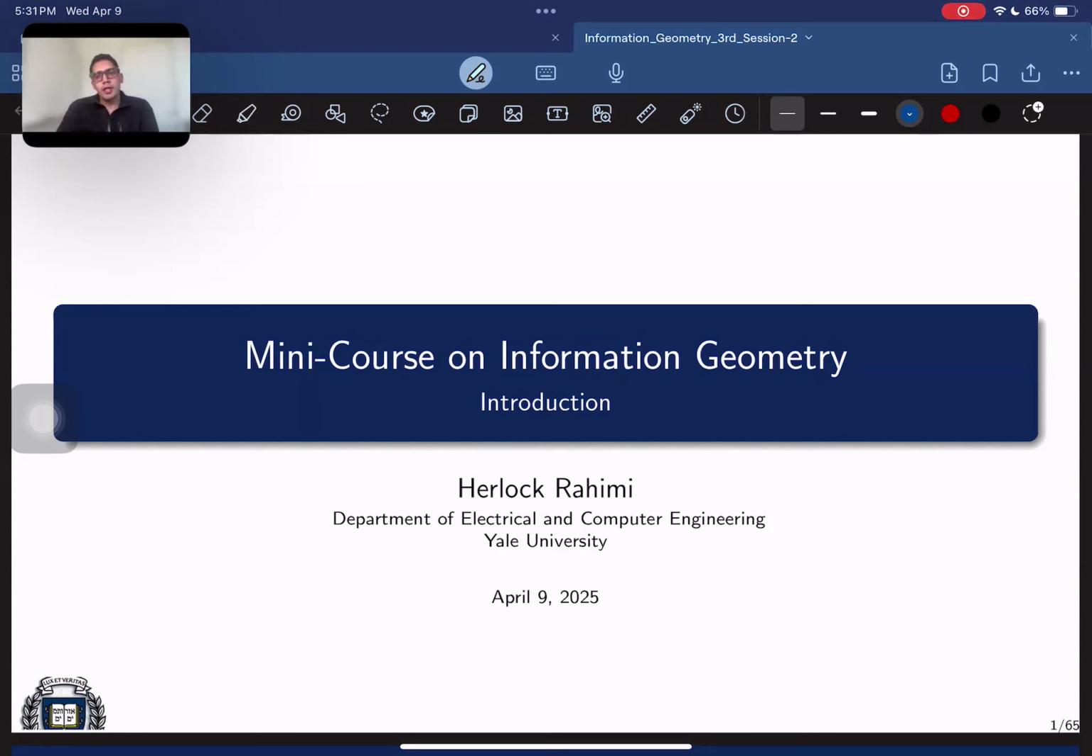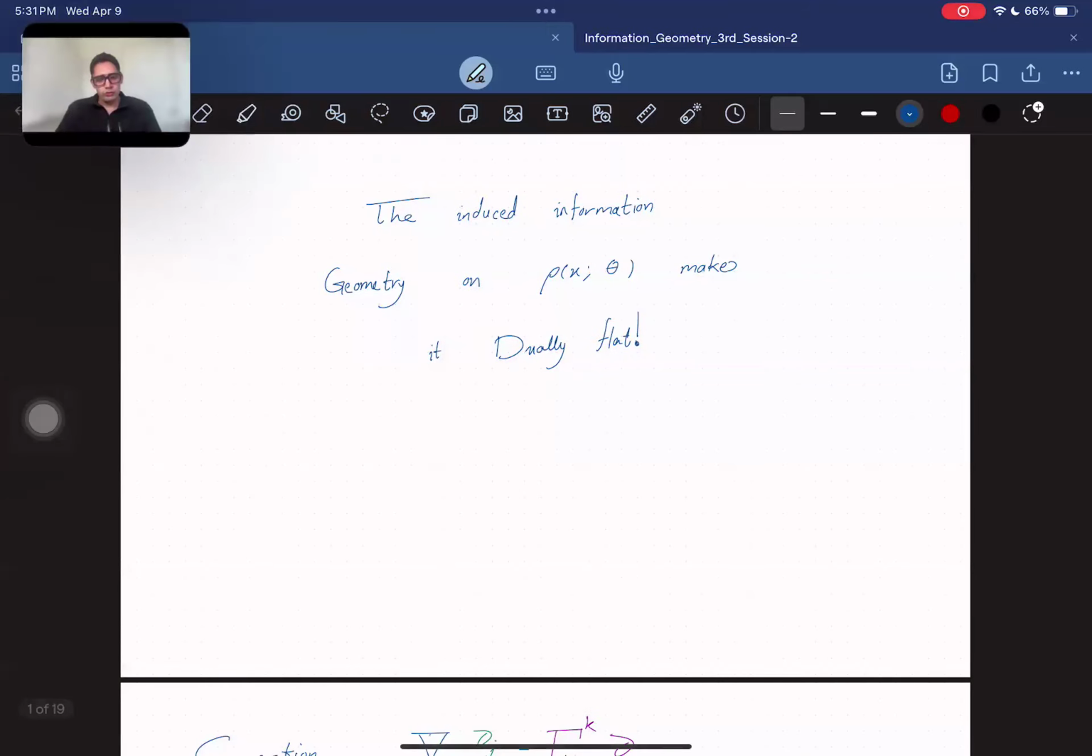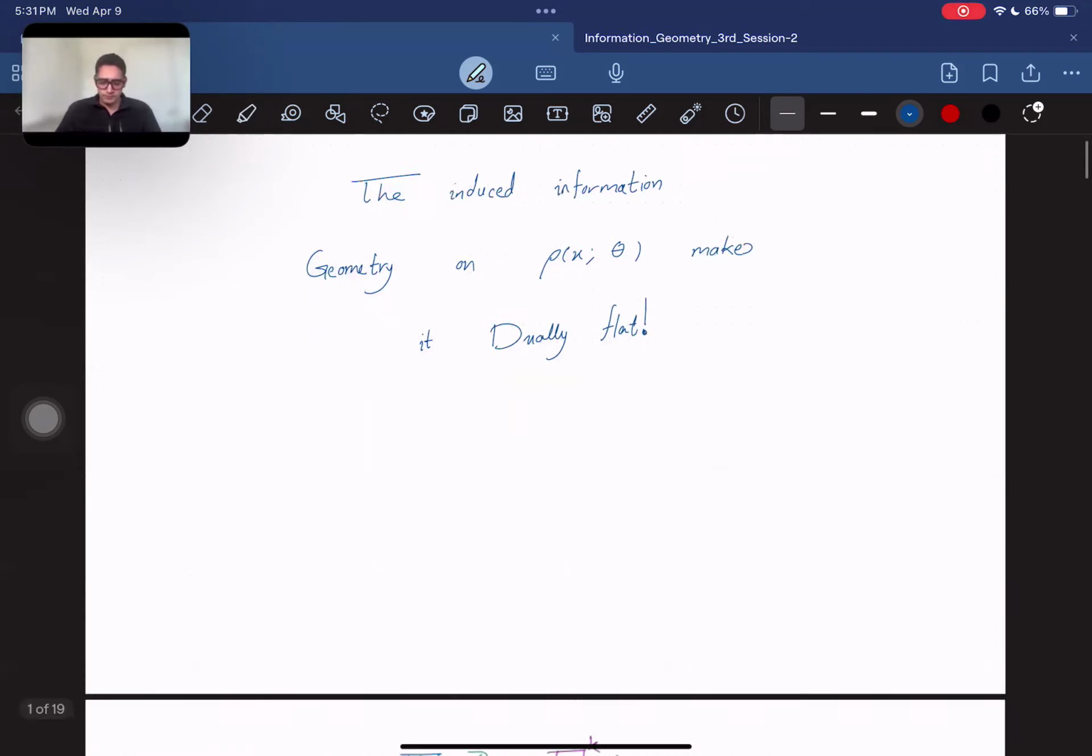information geometry, out of all geometries possible on the space of distributions, makes the most sense because of the dual structure it has. It makes the geometry dually flat. We would go through all the concepts to understand what we mean by this. Okay.